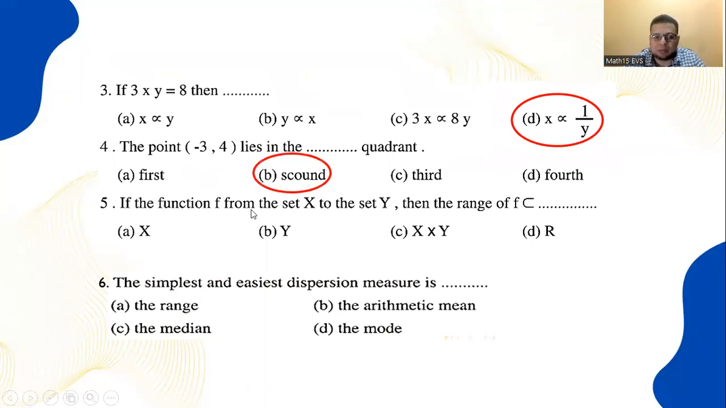Given a function f from the set x to the set y, x is the domain and y is the codomain. Then the range of f is a subset of y. You know the range is a subset of the codomain, and here the codomain is y, so it is a subset of y. The simplest and easiest dispersion measure is what? The range. You have dispersion measured by range and standard deviation, but the simplest is the range.